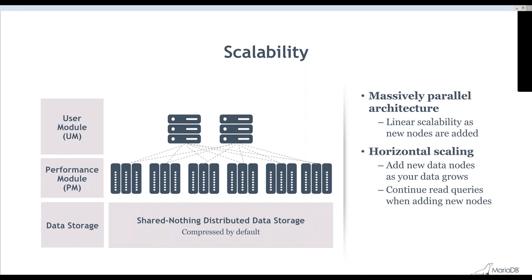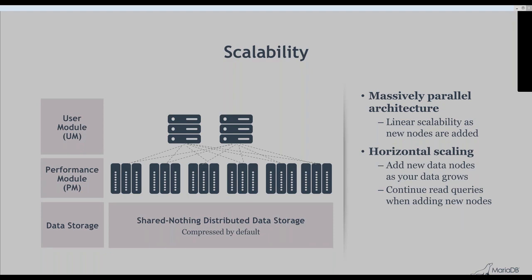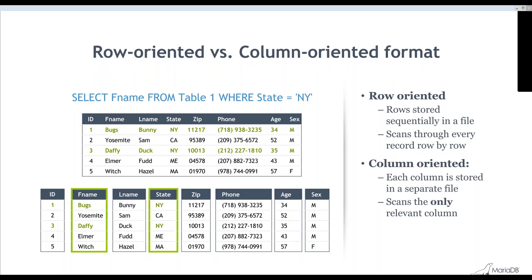ColumnStore is designed for scalability. Both the UM as well as the PM can support horizontal scaling. So as your query volume grows, you can add a new UM node to provide support for a greater number of concurrent queries. As your data grows, you can add new PM nodes. The performance of the system scales linearly as new PM nodes are added, i.e., if you start with one PM and you add another, for the same data set, the performance will double as the work is now distributed between the two PMs.